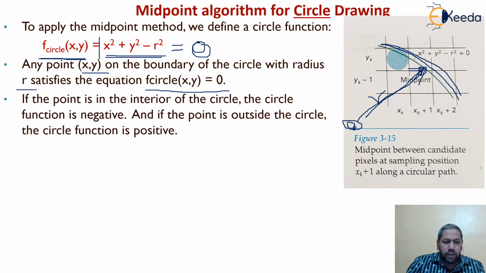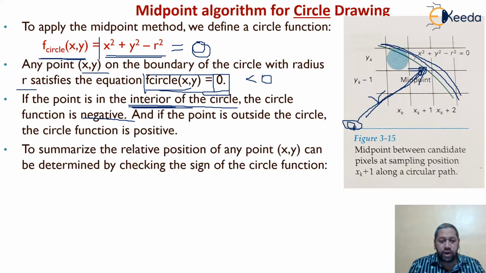Now if the point is in the interior of the circle, inside the correct path of the circle, then what is going to happen? The circle function is negative. The expected function value is 0, but if it is less than 0, it indicates that the point is interior, inside the circle.